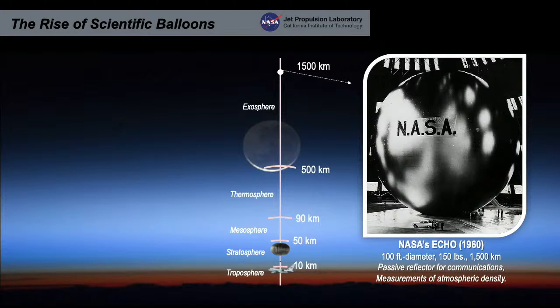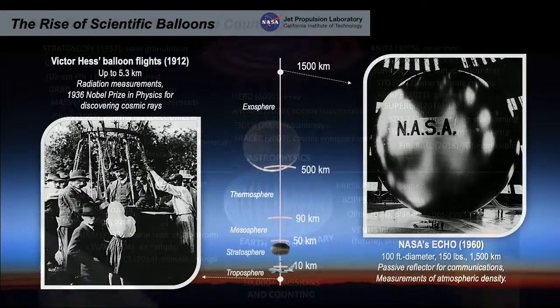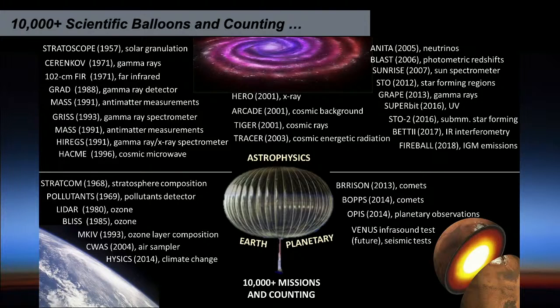So actually, in 1912, Victor Hess took a hot air balloon and went all the way up to 5 kilometers, measuring the radiation as a function of altitude. And in 1936, he received the Nobel Prize for discovering the cosmic rays with an experiment from a scientific balloon. So more than 100 years ago, which to me is really impressive. And since then, more than 1,000 missions and still counting. So yeah, indeed, balloons are not something new. We have been doing it for more than 100 years.